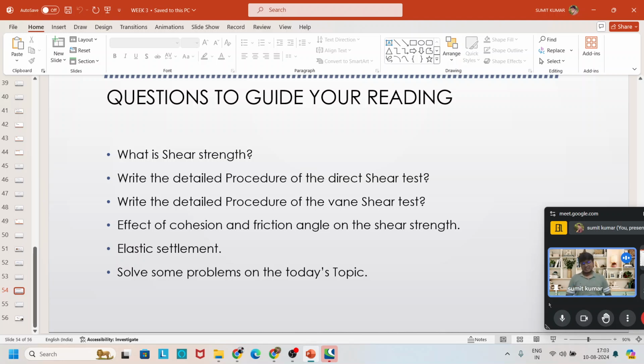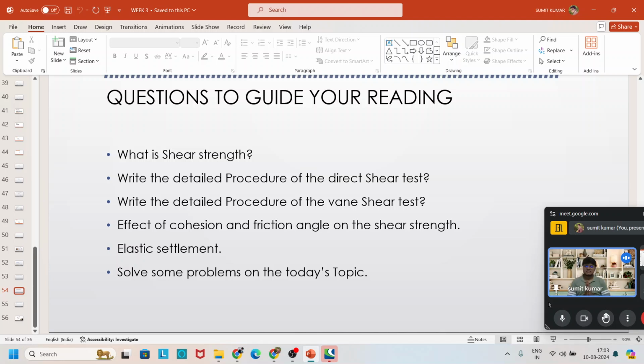Similarly, write the detailed procedure of the vane shear test, and one more aspect: if you are able to perform these two tests in the laboratory, at your institute or at any place, try to perform them so you are able to understand them more practically. And over here the triaxial test is not mentioned, but try to write it.